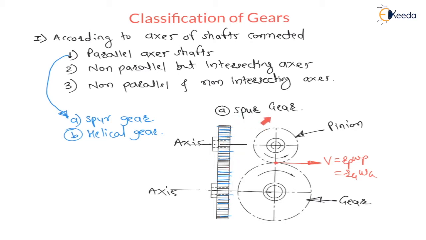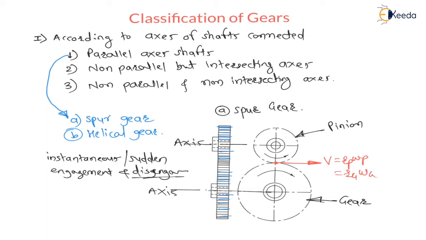Generally, the use of spur gear is limited. They are not used because there is instantaneous, or sudden, engagement and disengagement in spur gear. Because of this sudden engagement and disengagement, there are impact stresses on the teeth, and because of this, the teeth fail earlier than in other gears. Therefore, generally spur gears are avoided.